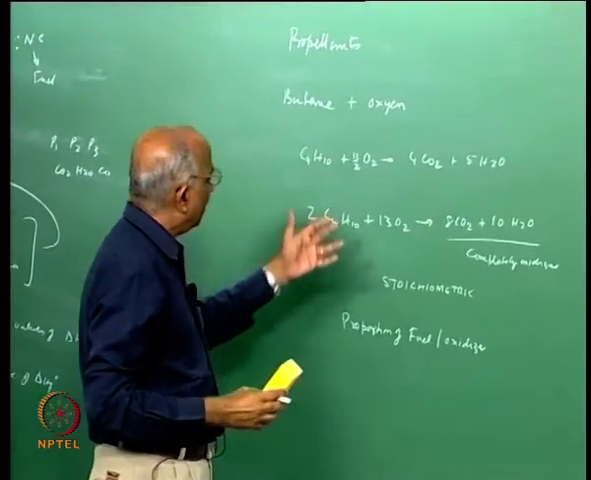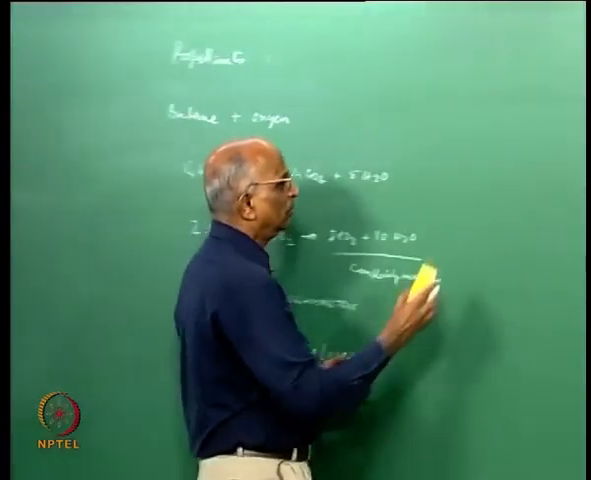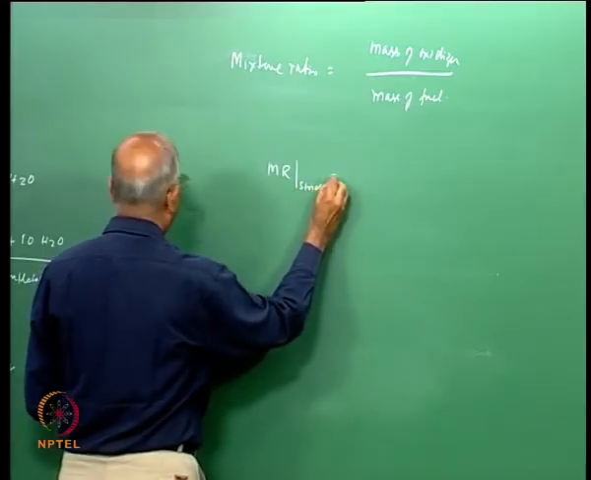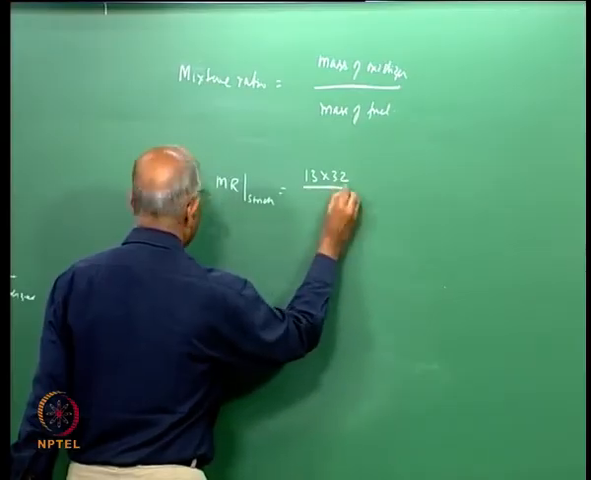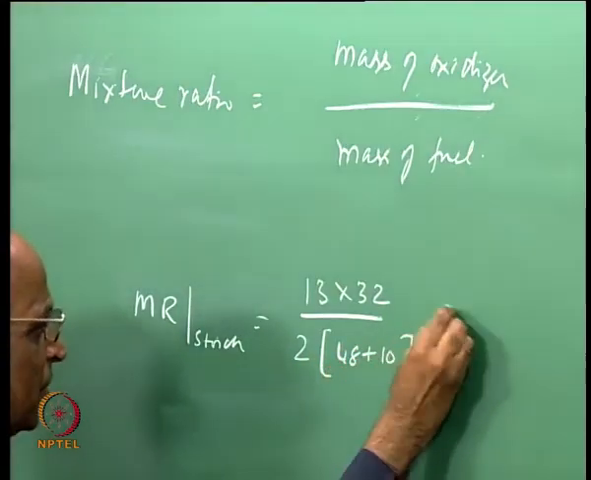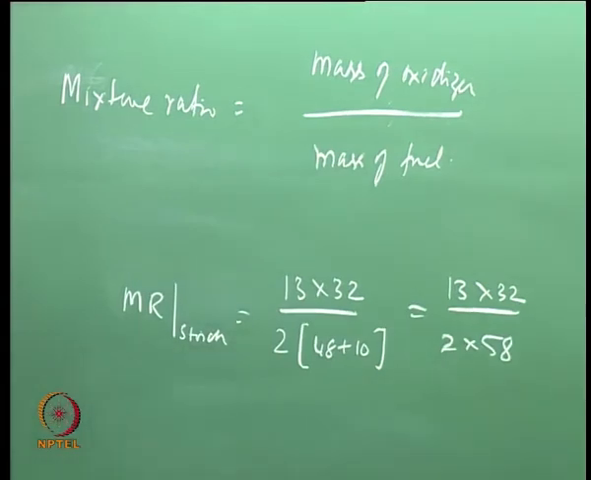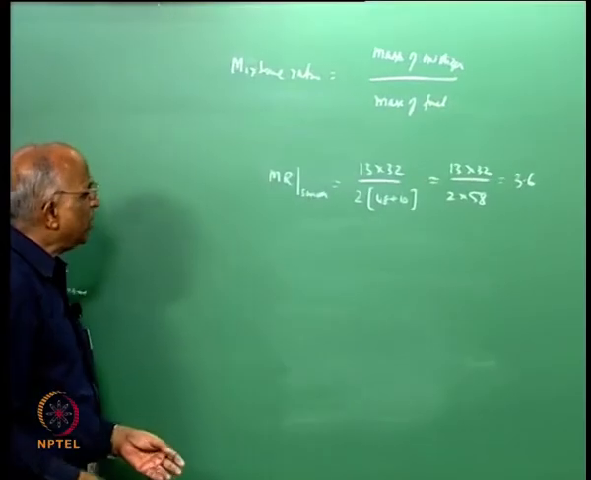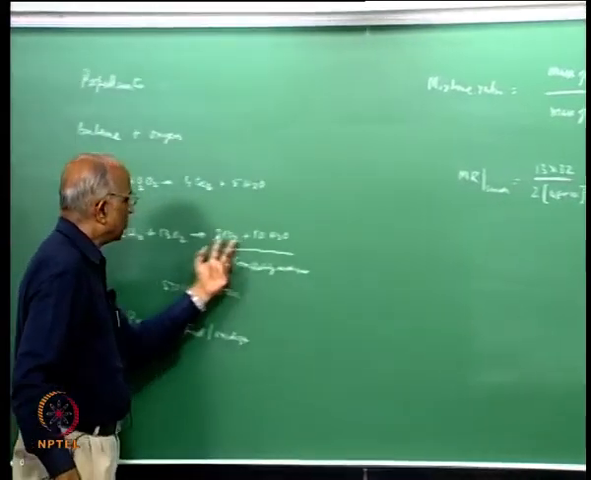Let us illustrate it. I deliberately took this example. If I want to find out what is the mixture ratio of this stoichiometric reaction, let us put it down. Can we do it? Mixture ratio for stoichiometric combustion of butane with oxygen is equal to the mass of oxygen, 13 into 32, divided by the amount of fuel, 2 into 12 fours are 48 plus 10, which is 13 into 32 divided by 2 into 58. Is it all right? The mixture ratio for this reaction is something like 3.6. Therefore, if I use oxygen and fuel in this proportion, I get completely oxidized products of combustion.